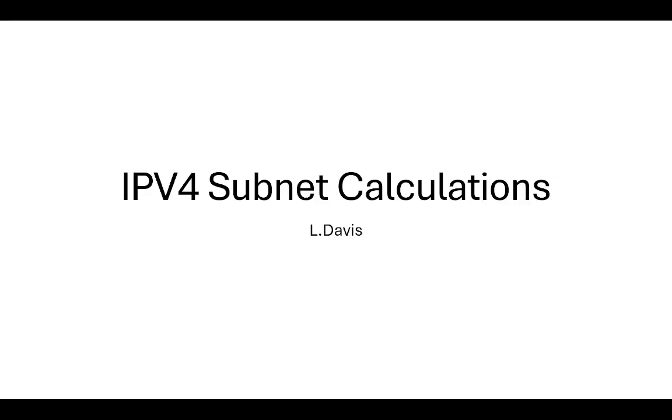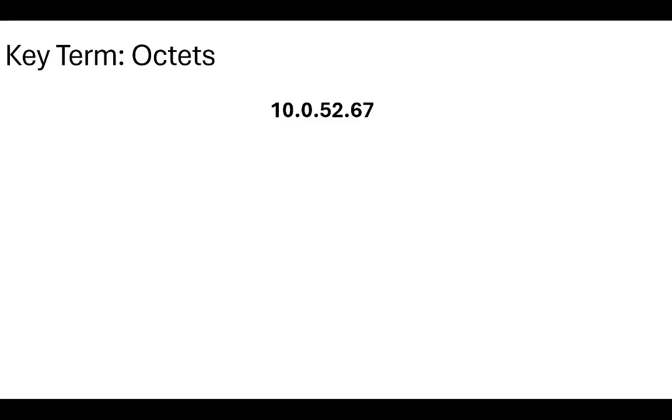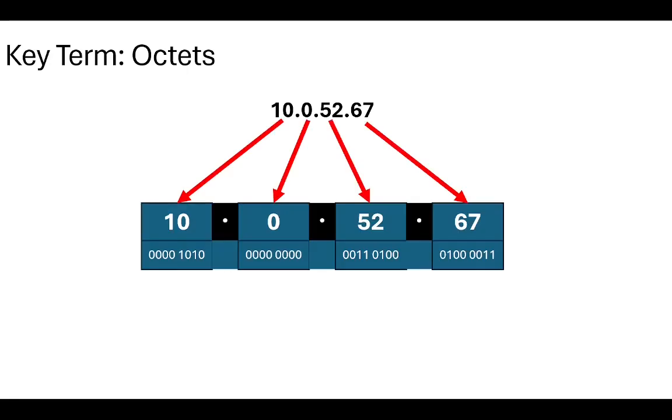Alright, the goal of this video is just to give you a quick overview of how to deal with IPv4 subnets and calculate their values. Just to get started with our key terms, an octet is each 1 byte part of a 4 byte IPv4 address. We can break that down easily. Simply put, it's the number between each dot.